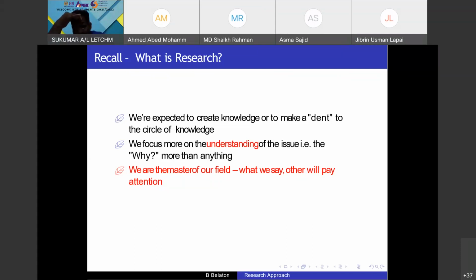Even your supervisor, if not picking up this, in the Viva time surely they will ask you. The external or even me or anybody will ask this question. We are the master of our field. What we say, other people will pay attention. It's important. So don't worry. I don't mean you should cheat in your Viva or lie because you know better.